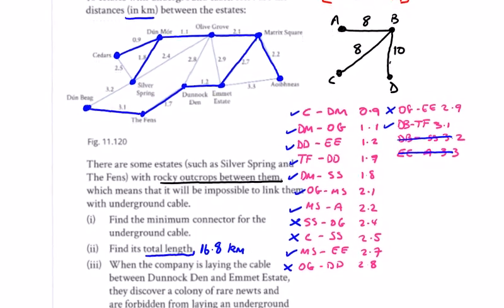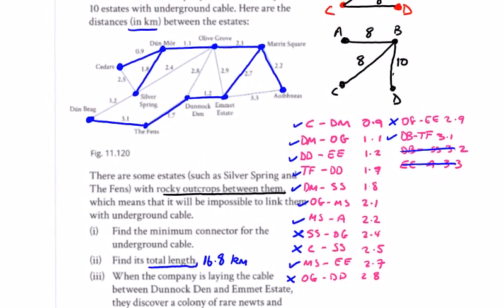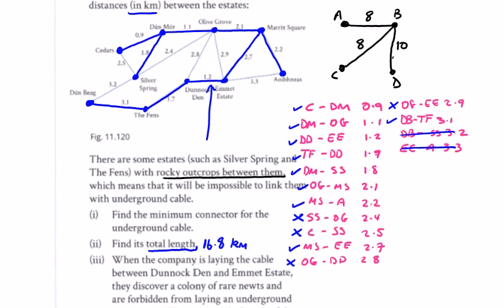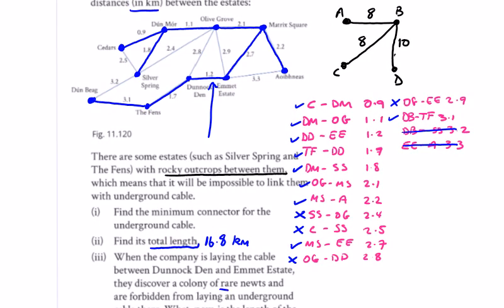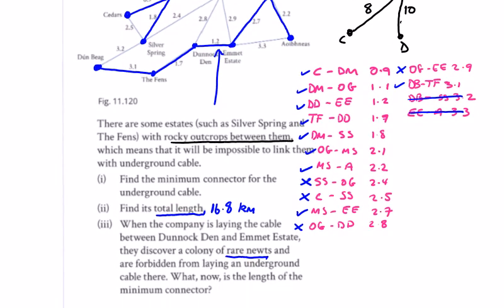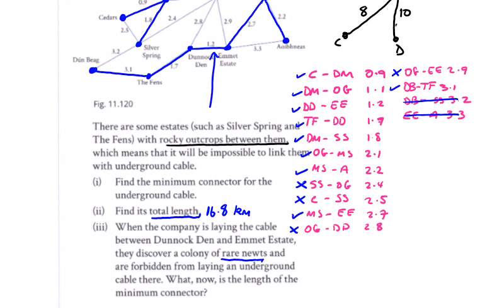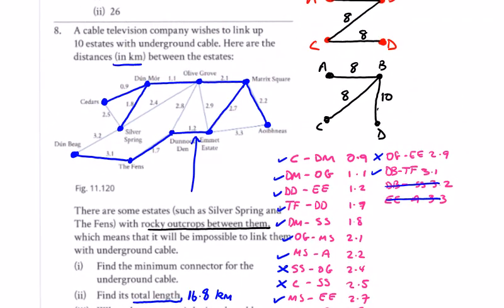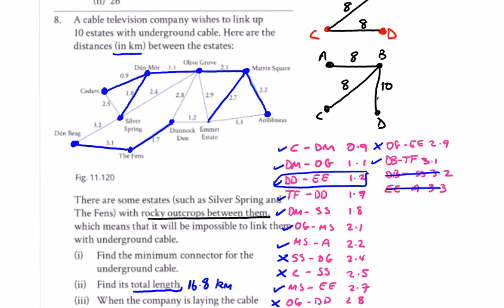When the company is laying the cable between DD and EE, this one here, they discover a colony of rare newts and are forbidden from laying an underground cable. What now is the length of the minimum connector? So we have to take this one out. Can't use that one, that 1.2. So SS to OG we don't need.